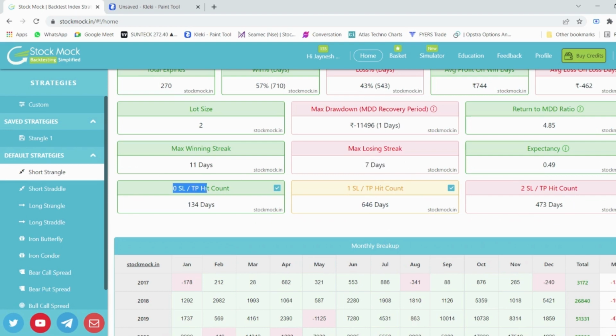Now what does 0 SL hit mean? There were 134 days where both of the stop losses were not hit. Now one SL or one stop loss hit means there were 646 days where one side stop loss was hit, and there were 473 days where both stop losses were hit, right?